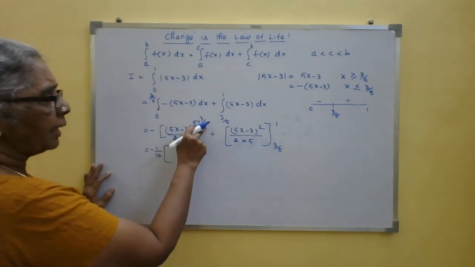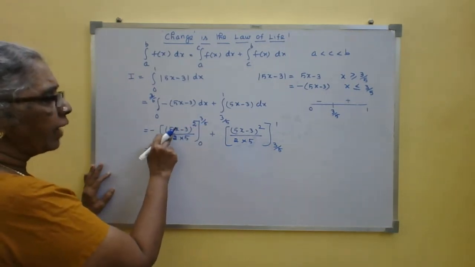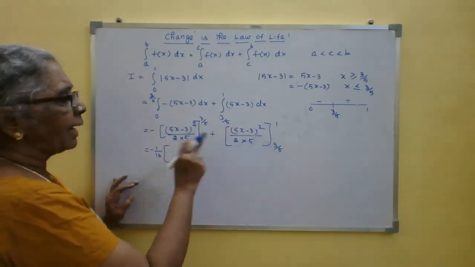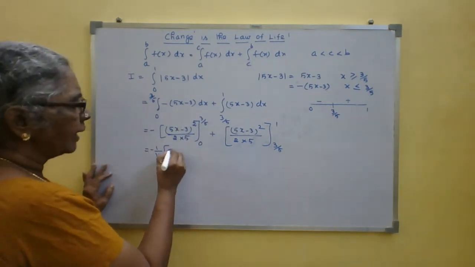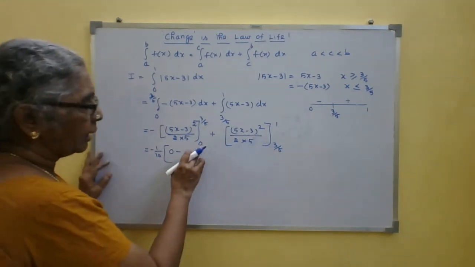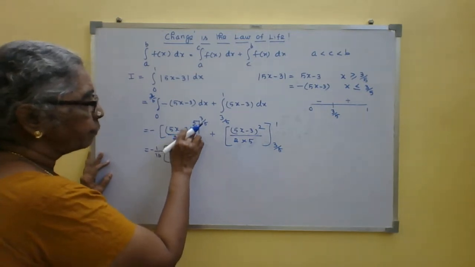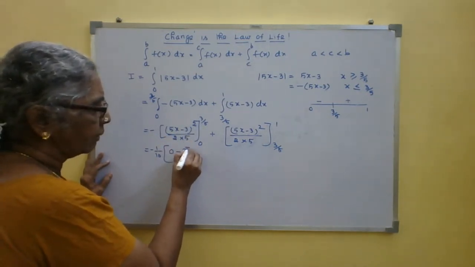So first the upper limit is 3 by 5. When I put 3 by 5 here, I will get 5 into 3 by 5 is 3. 3 minus 3 will become 0. So I will get a 0. Negation. Okay, upper limit minus lower limit. Lower limit is 0. This becomes 0. You get minus 9. Minus 3 the whole square is 9.